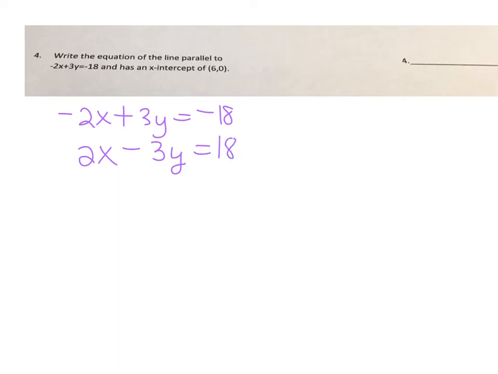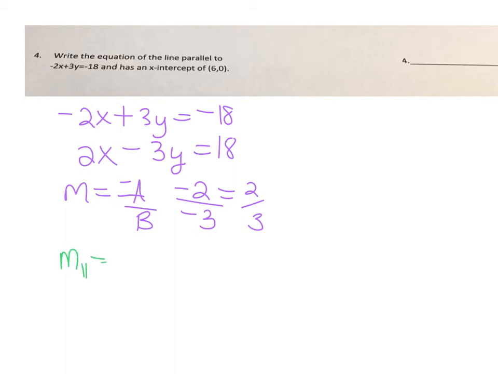Now that's standard form. My shortcut for the slope of standard form is negative a over b. If a is 2, therefore negative a is negative 2. B is negative 3, so my slope is 2/3. But we want parallel, and parallel lines have the same slope. So my new line's still going to have the slope of 2/3, and it goes through (6, 0). Now I'm going to use my information and plug it in the formula.